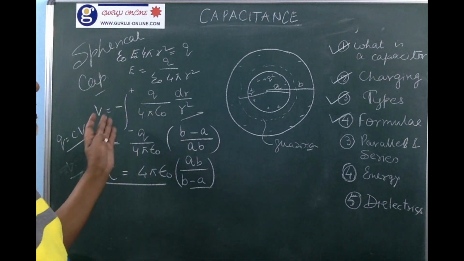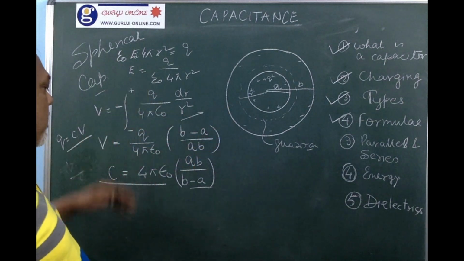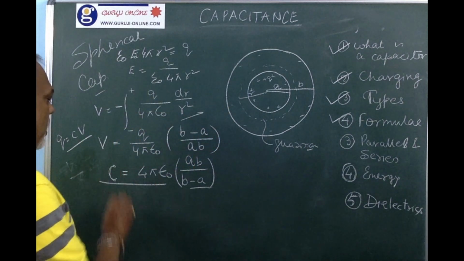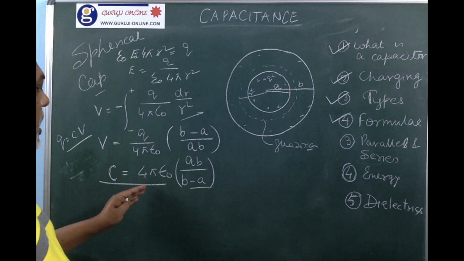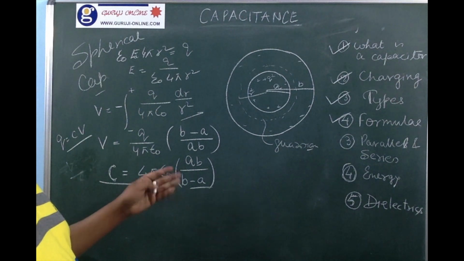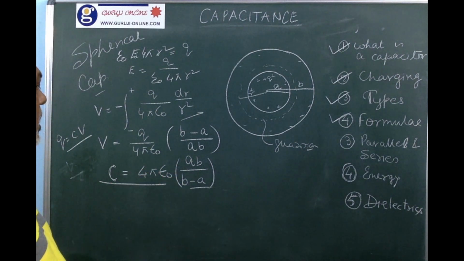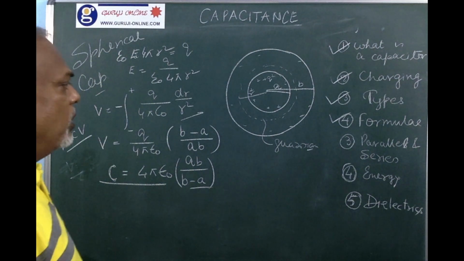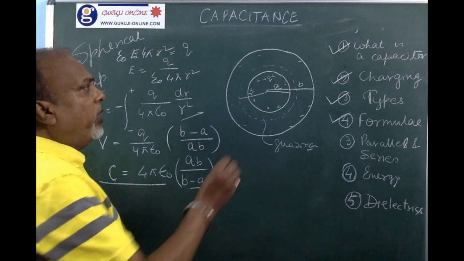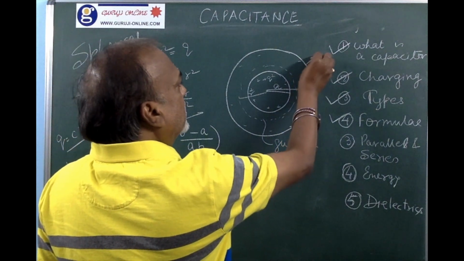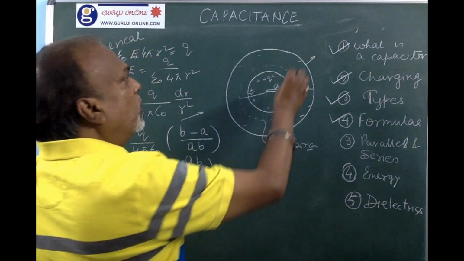So if we change the geometry, then the formula for capacitance also changes. You have to see. Now we can see, suppose we take the outer sphere to infinity.